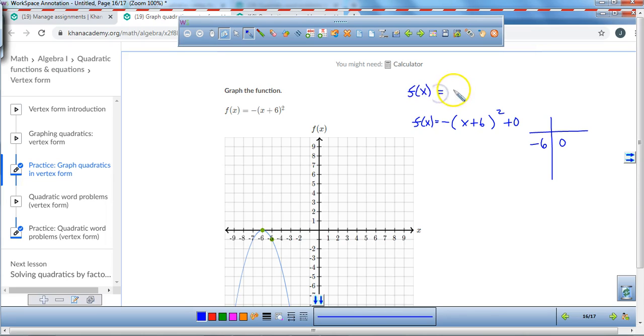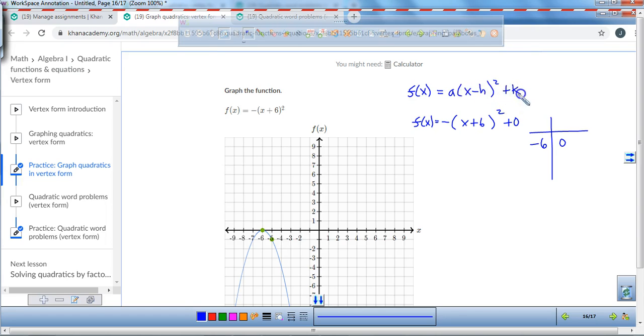Just remember vertex form. It's always helpful just to write out vertex form, so I'm just going to go ahead and write it out one more time so you guys can see your h and your k value. There's your h value, there's your k value. And then the other thing I did right here is I plugged in a negative 7 because it's right next to a negative 6, and I got negative 7 plus 6 squared, negative 1 squared. A negative times a negative is a positive, but what's sitting out there waiting for it? A negative 1. So when you plug in a negative 7, you get negative 1, and that's why I plotted that right there.